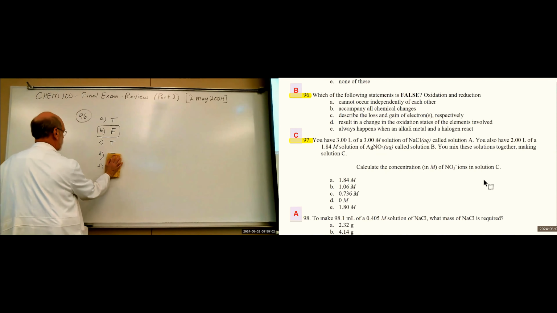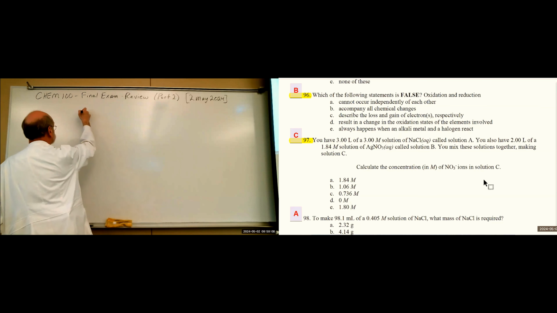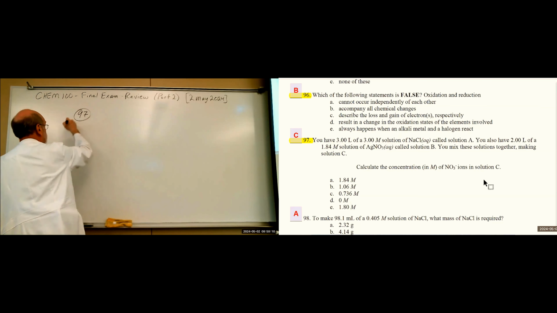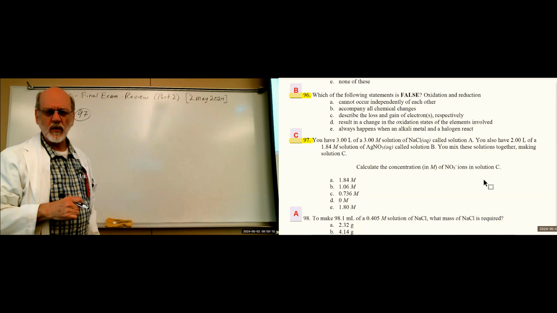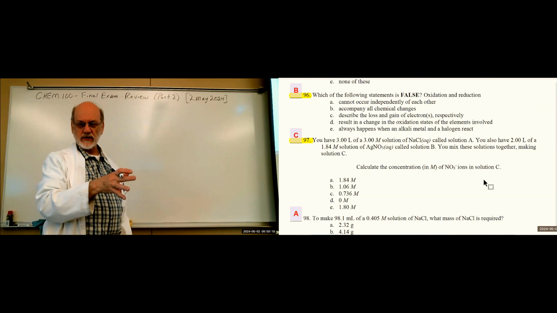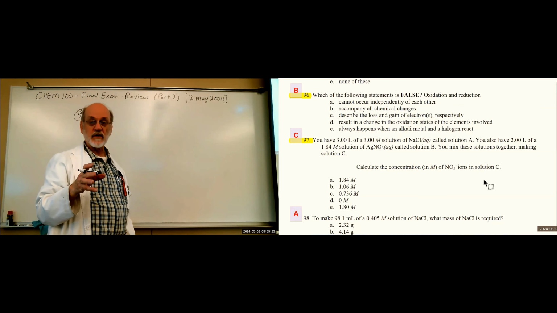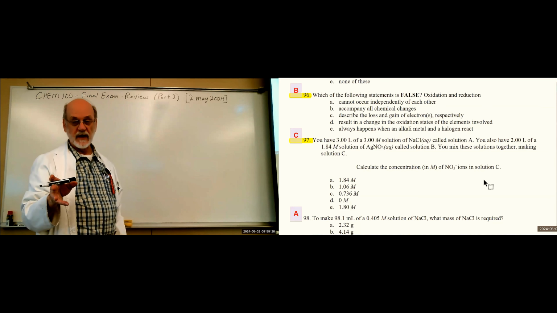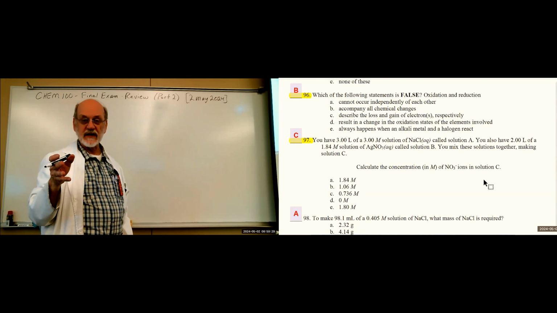97. You have 3 liters of 3 molar solution of sodium chloride. That's solution A. You also have 2 liters of 1.84 molar solution of silver nitrate called solution B. Mix these solutions together and make solution C. What's the concentration of nitrate ions in solution C?